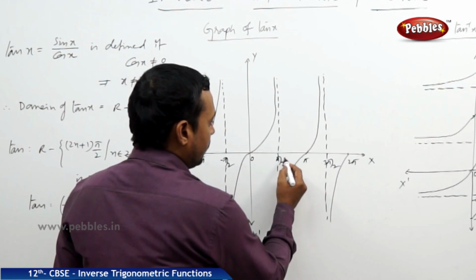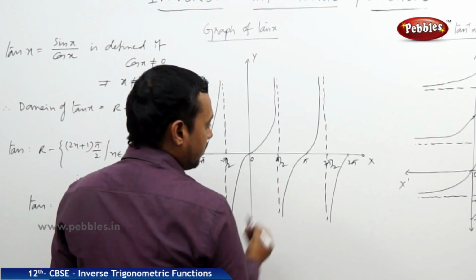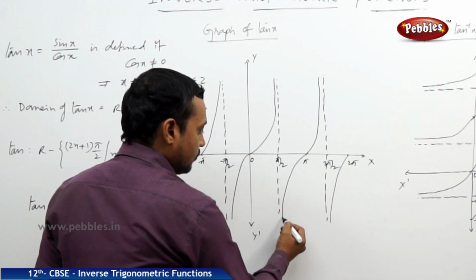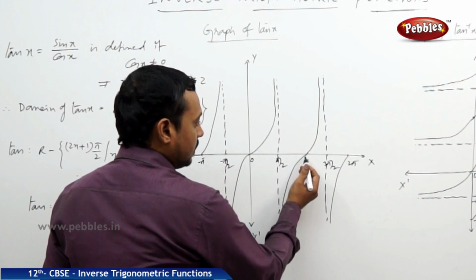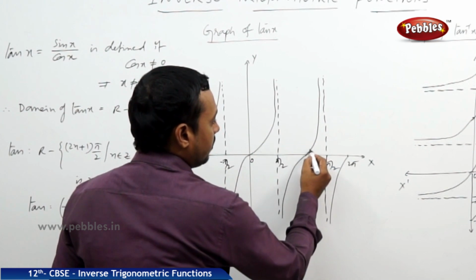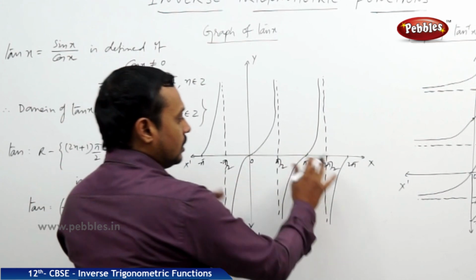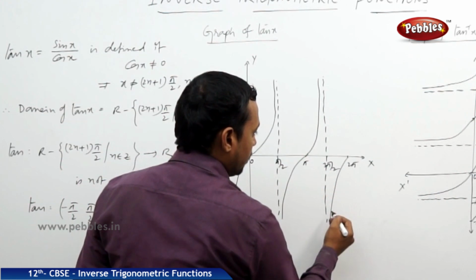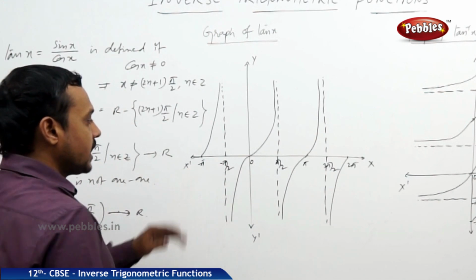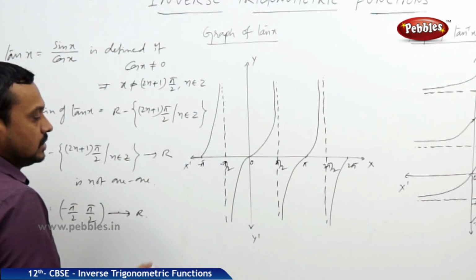Similarly, between pi by 2 and 3 pi by 2, after pi by 2, tan is negative, so the values start at minus infinity, and at pi tan is 0, and when x tends to 3 pi by 2, the tan values tend to infinity. Similarly after 3 pi by 2 to 2 pi, the graph is like this. Before minus pi to minus pi by 2, the graph is like this.